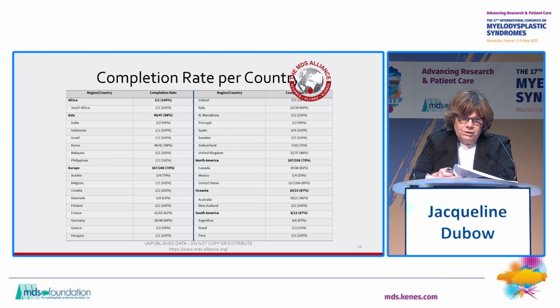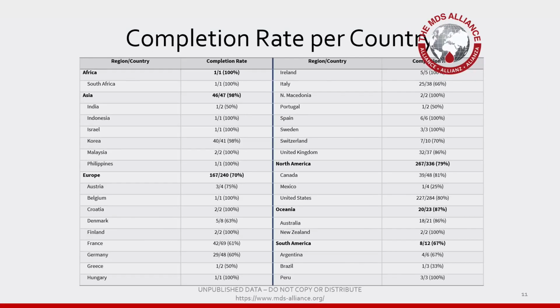Here you have the completion rate per country. Some countries did very well. The country that did the best is South Africa, but there was only one respondent. So depending on how you use the data, you get something different. You have to notice that most of the respondents were from Canada and the US. So there is a big imbalance in terms of respondents.